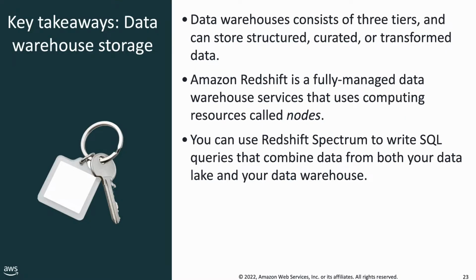So in a nutshell, data warehouses are a centralized repository that consists of 3 tiers and can store structured data. The data is ingested into a data warehouse, and it's organized into tables and columns. And Redshift is a fully managed data warehouse that's provided by Amazon.